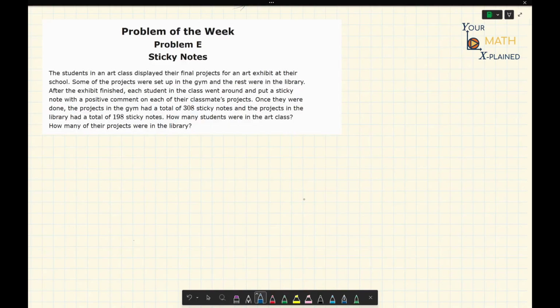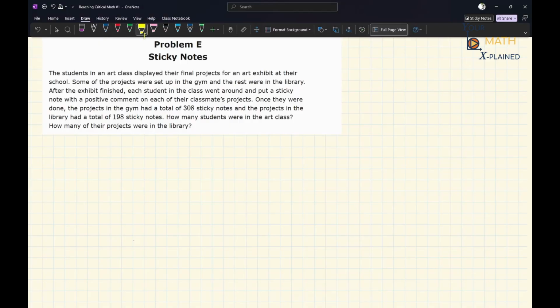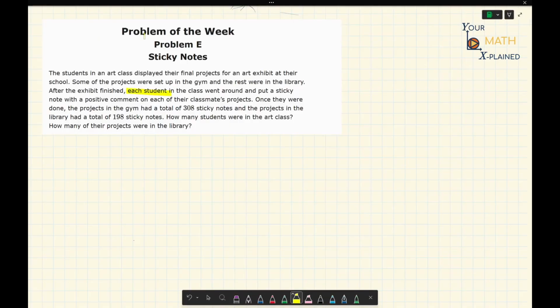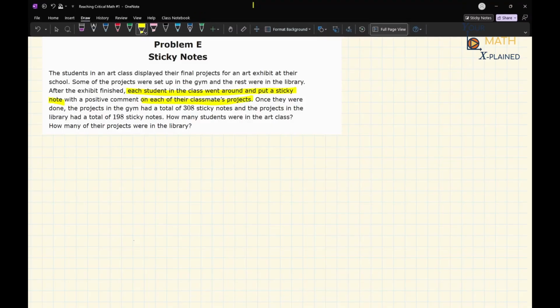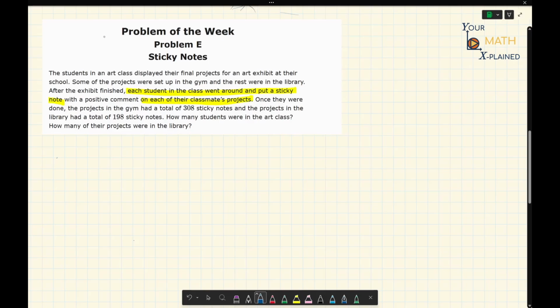And I think the most important information in this problem right now is going to be this line right here, where each student in the class has to put a sticky note on each of their classmates' projects. That helps me identify a pattern.